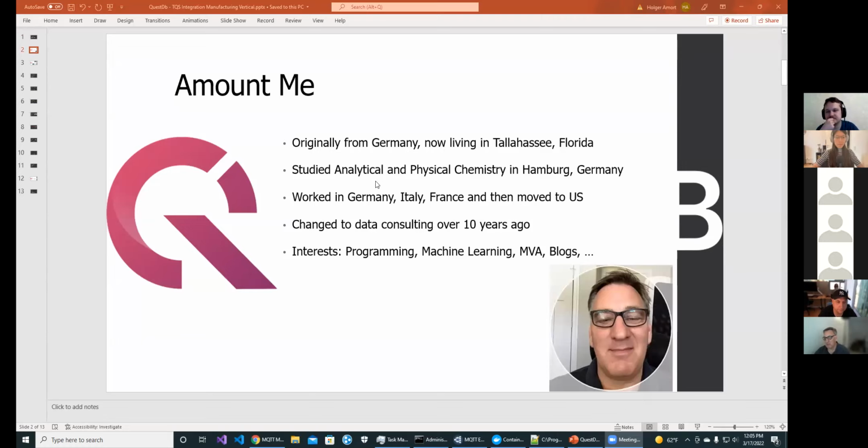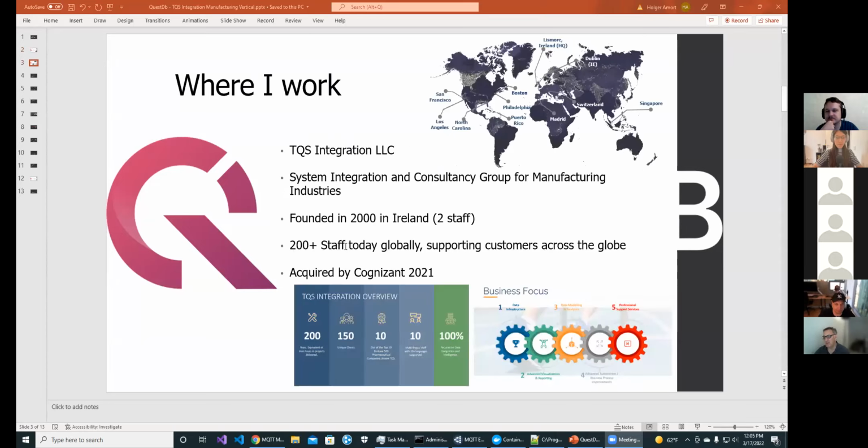I'm originally from Germany, that's where I got my accent from. Now I live in Tallahassee, Florida. Originally I was a chemist, but I gave that up about 10 years ago and went into consulting, in data architecture and infrastructure consulting. For the last 4 years, I worked at TQS integration, which is a system integration company.